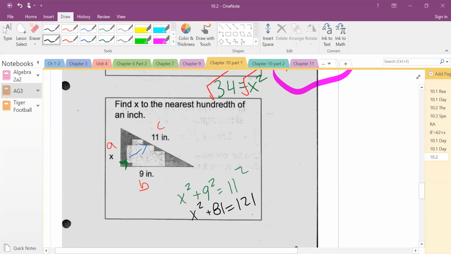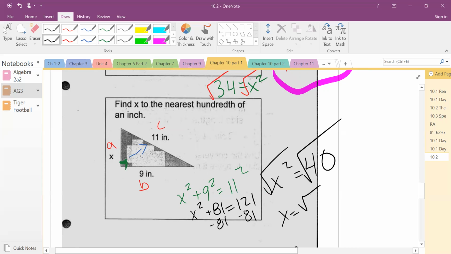What's 121 minus 81? 120. I do need a calculator. 40. Subtract 81 from both sides. We get x squared equals 40. Square root both sides. x equals square root 40. That is my leg. Done.